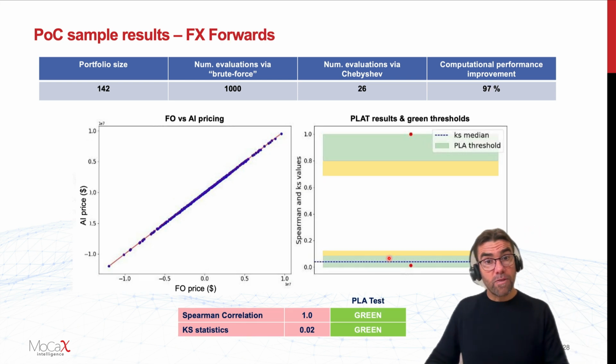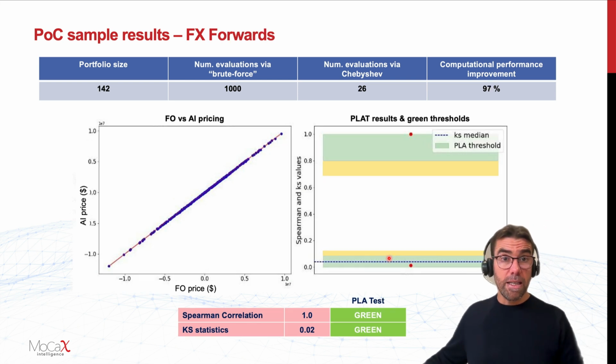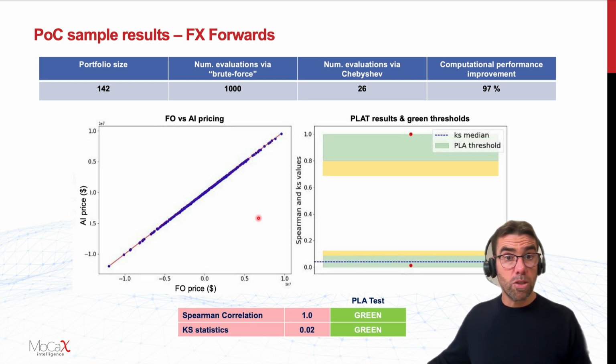Going to the next one, FX forwards. Now, I'm sure you can expect this. This is a very simple vanilla product. So everything is a super straight line and everything in the P&L attribution test is well in the green zone.